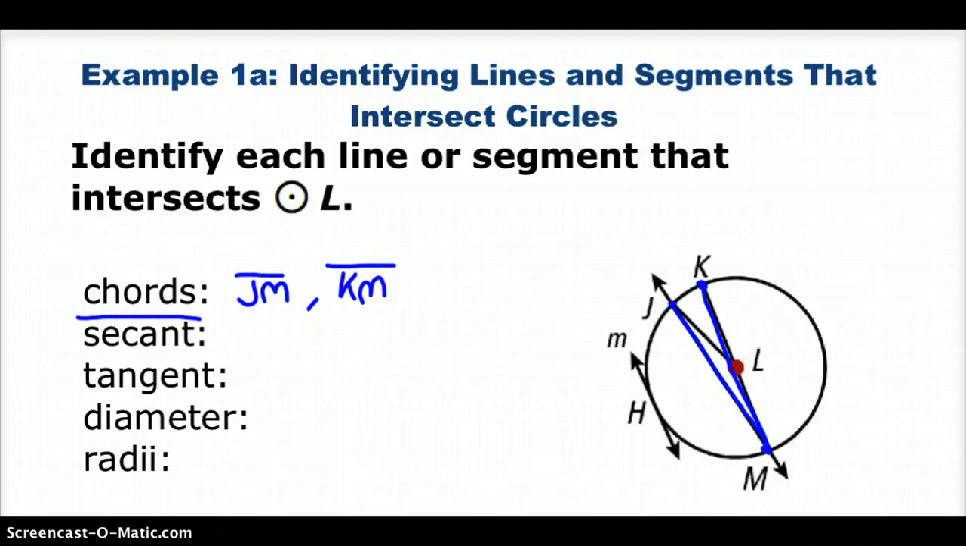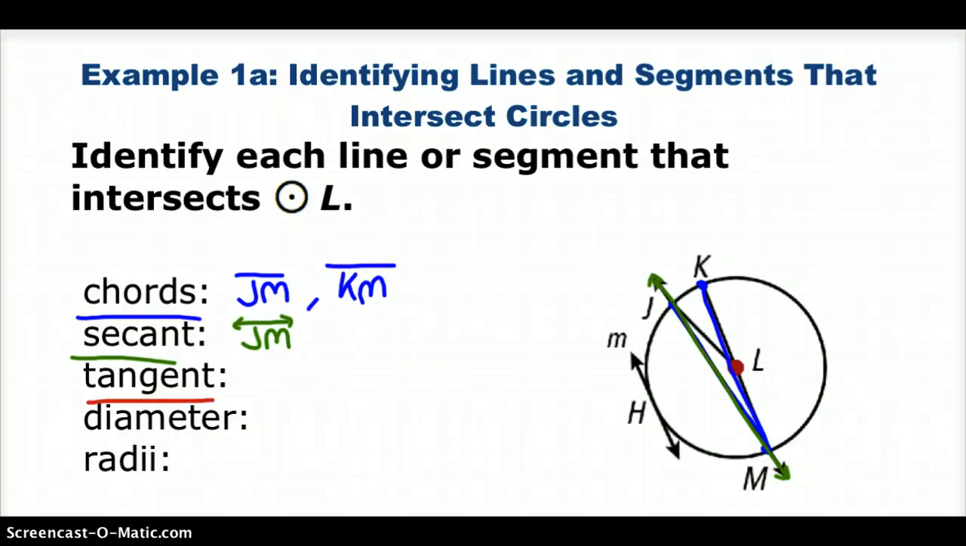Now recall that a secant is a line, not a line segment, that is going to go through 2 points on a circle. If I look at the secant here, this one actually has lines that continue on and on forever. So I can call this line JM, where I put the arrows on the end there, because remember, it's going to extend on and on forever.